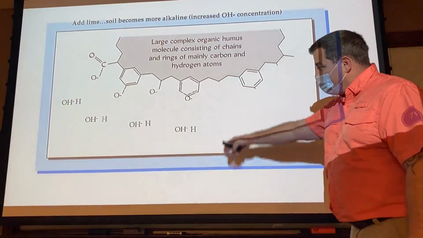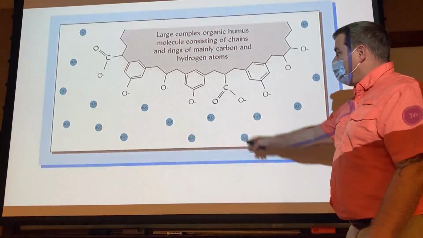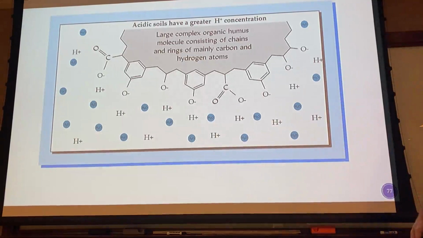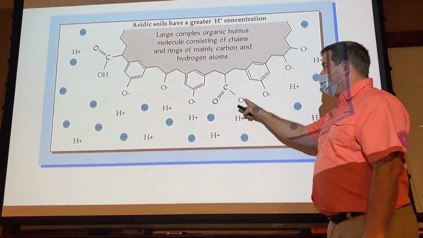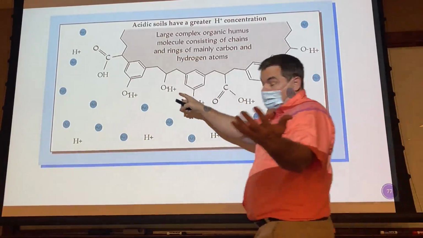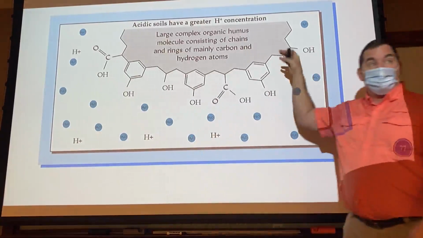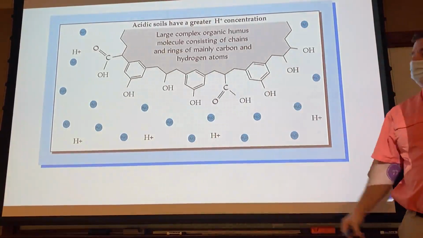So hydrogens dissociate, form water, and leave that negative charge. We add fertilizer, and our soils become more acidic. Those hydrogens will again associate, or protonate really. They'll protonate that oxygen, forming this hydroxyl, which is now at equilibrium.